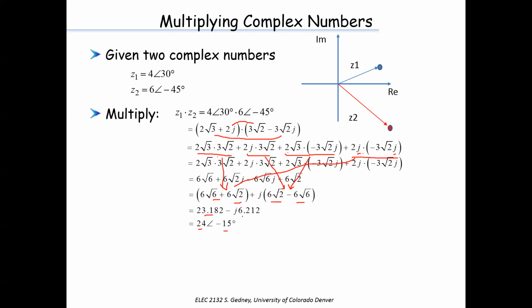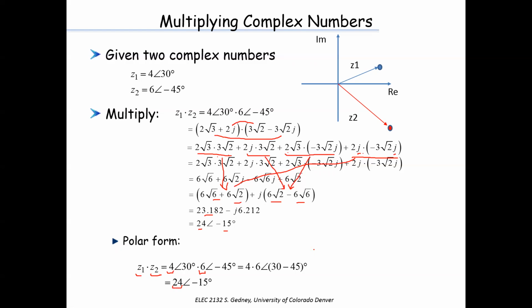Because it has a negative real part, negative imaginary part, positive real, I'm in the fourth quadrant. Well, there's an easier way to do this. That is, I can just go ahead and multiply in polar form, because in polar form, I can simply multiply the magnitudes. 4 times 6 gives me 24.